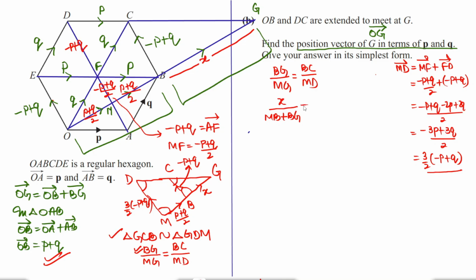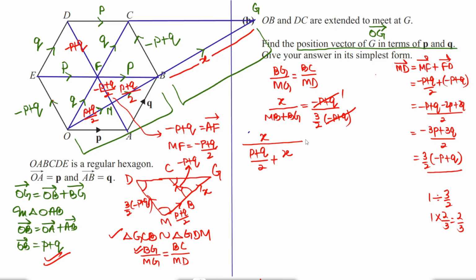Okay, so BC we are having here, BC is minus p plus q, and MD we have just found, 3 by 2 times minus p plus q. Now what is going to happen? This and this get cancelled. X over, what is MB? MB is (p plus q) by 2. What is BG? That is X, equals to, we got here 2 by 3, since 1 divided by 3 by 2 is 2 by 3.